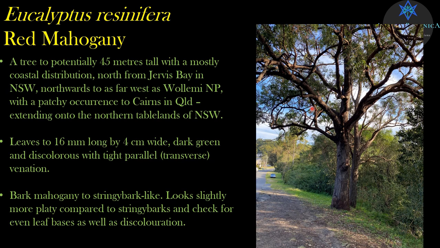Just look for a nice broad round canopy. Try and get hold of some leaves. If they're immediately discolorous, really strongly discolorous, or even mildly discolorous, you've got to start to think, I haven't got a stringy bark. I've got something else.